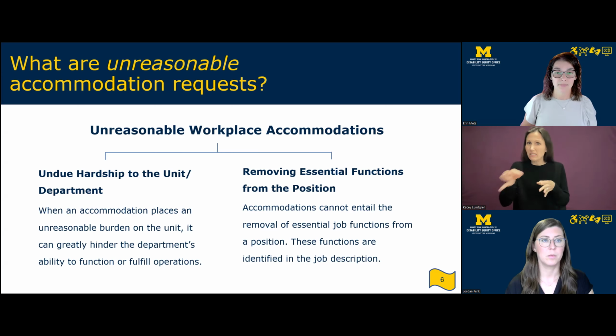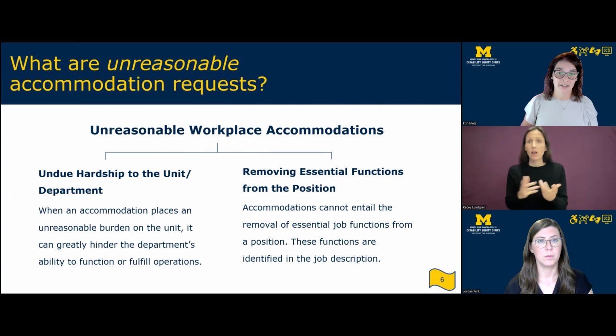The second category of unreasonable requests is if an accommodation removes essential job functions from the position. Accommodations generally cannot entail the removal of essential job functions, which are typically identified within the job description. For example, a security employee is seeking breaks for a set period of time during specific hours of the day. This accommodation would require the removal of an essential job function, as the employee would not be able to attend to unanticipated emergency circumstances that may arise during those additional set break times.